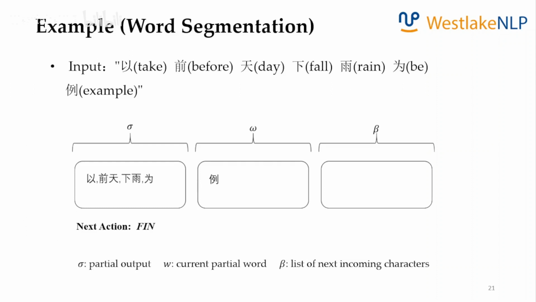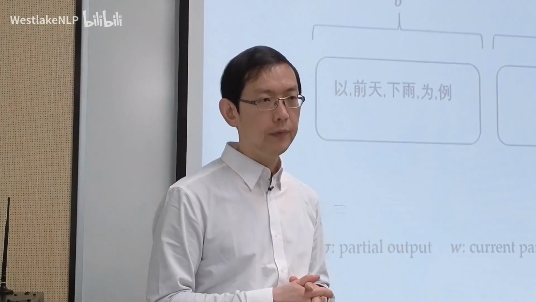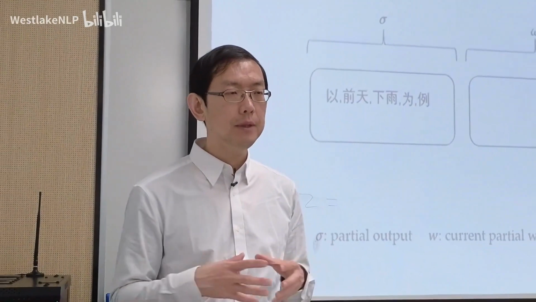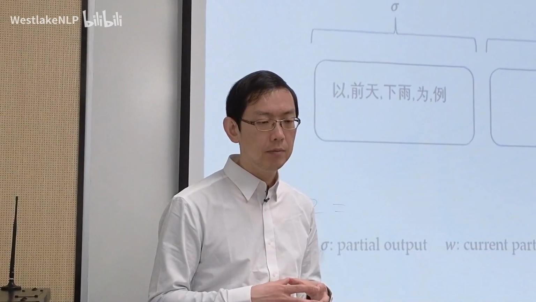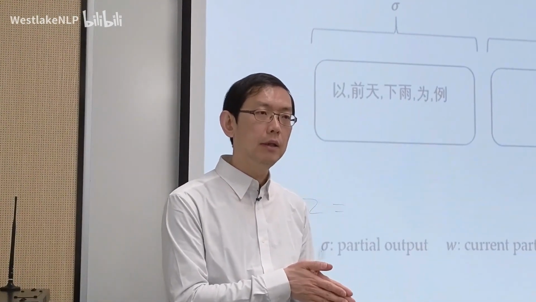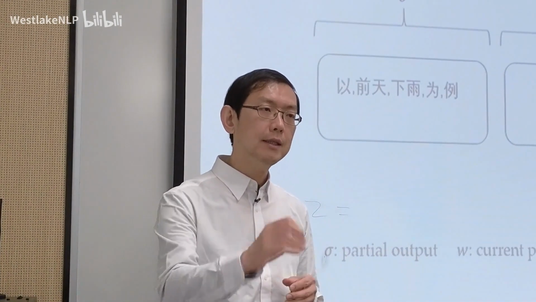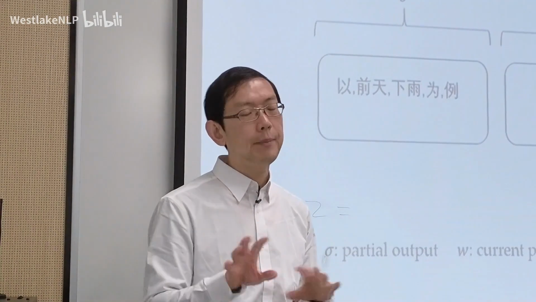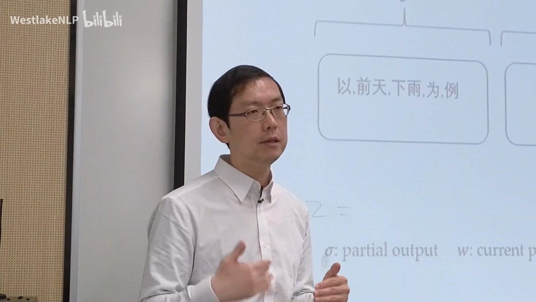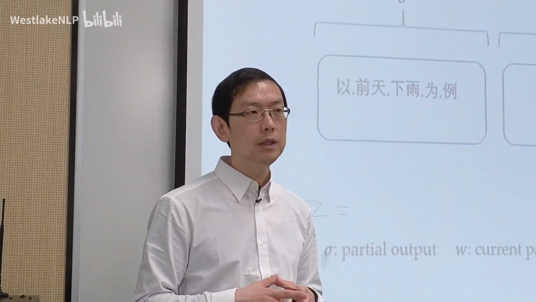So the final state has this structure. Every word is in the sigma buffer, and the omega and beta buffers are empty, so our whole sequence is finished. In this process, we don't directly score the segment sequence, but instead, we try to score the next action according to the current state. All right? So this is the paradigm shift. We model the process rather than the structure. What's the advantage?